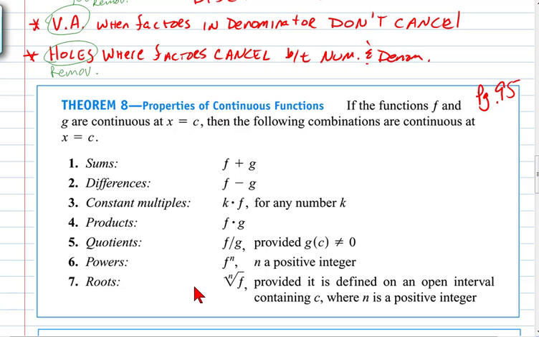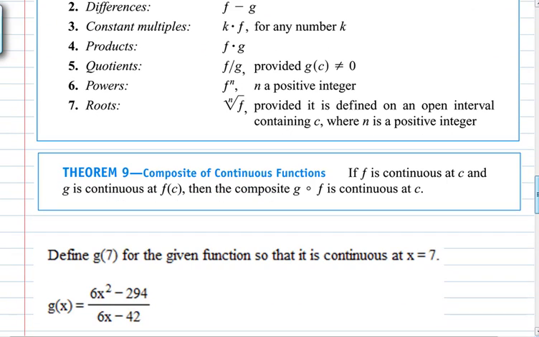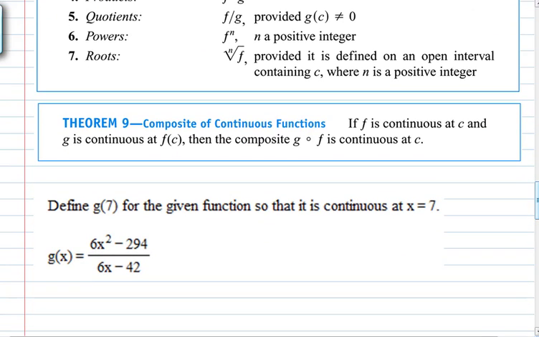Remember those three conditions that have to be satisfied. 2 out of the 3 involve limits, right? Continuity and limits are closely related. All right, Theorem 9 says the composite of continuous functions. It says if f is continuous at c and g is continuous at f of c, then the composite g composed with f is also continuous at c. Just more algebra for you.